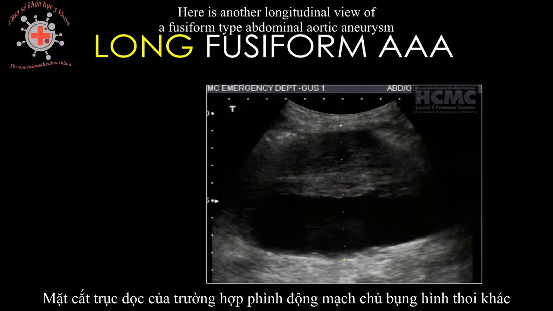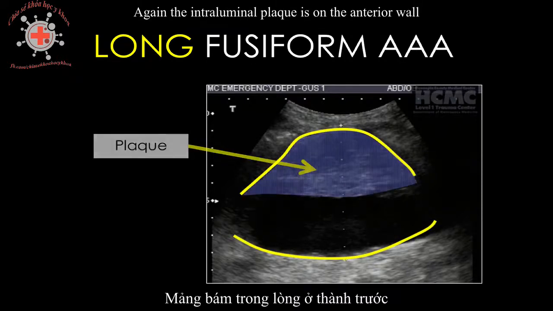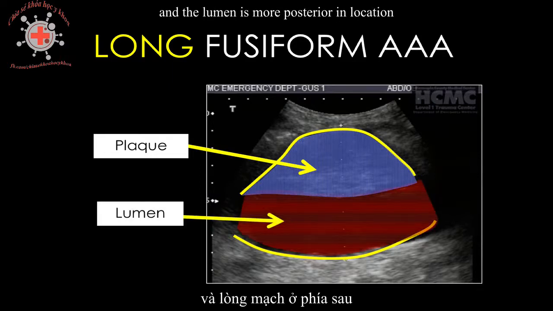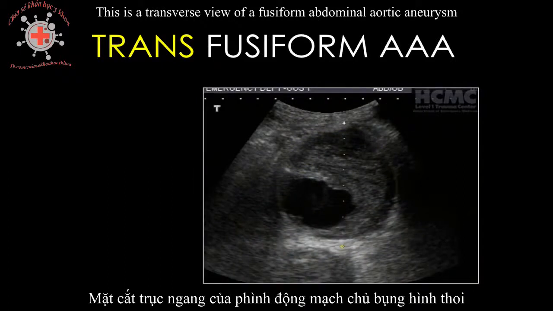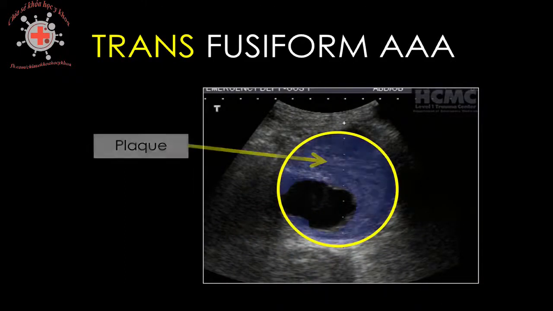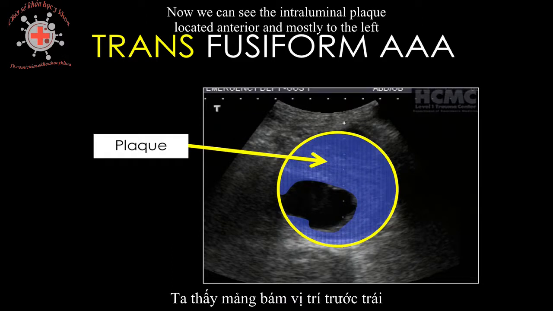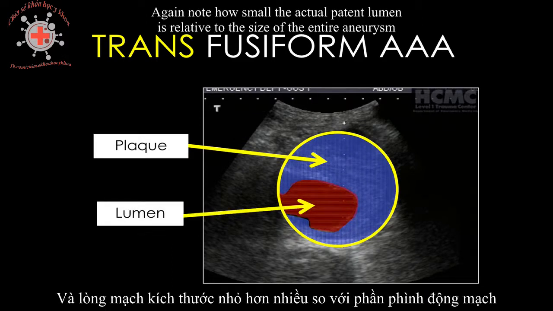Here is another longitudinal view of a fusiform type abdominal aortic aneurysm. Again, the intraluminal plaque is on the anterior wall, and the lumen is more posterior in location. This is a transverse view of a fusiform abdominal aortic aneurysm. Now we can see the intraluminal plaque located anterior and mostly to the left. Again, note how small the actual patent lumen is relative to the size of the entire aneurysm.